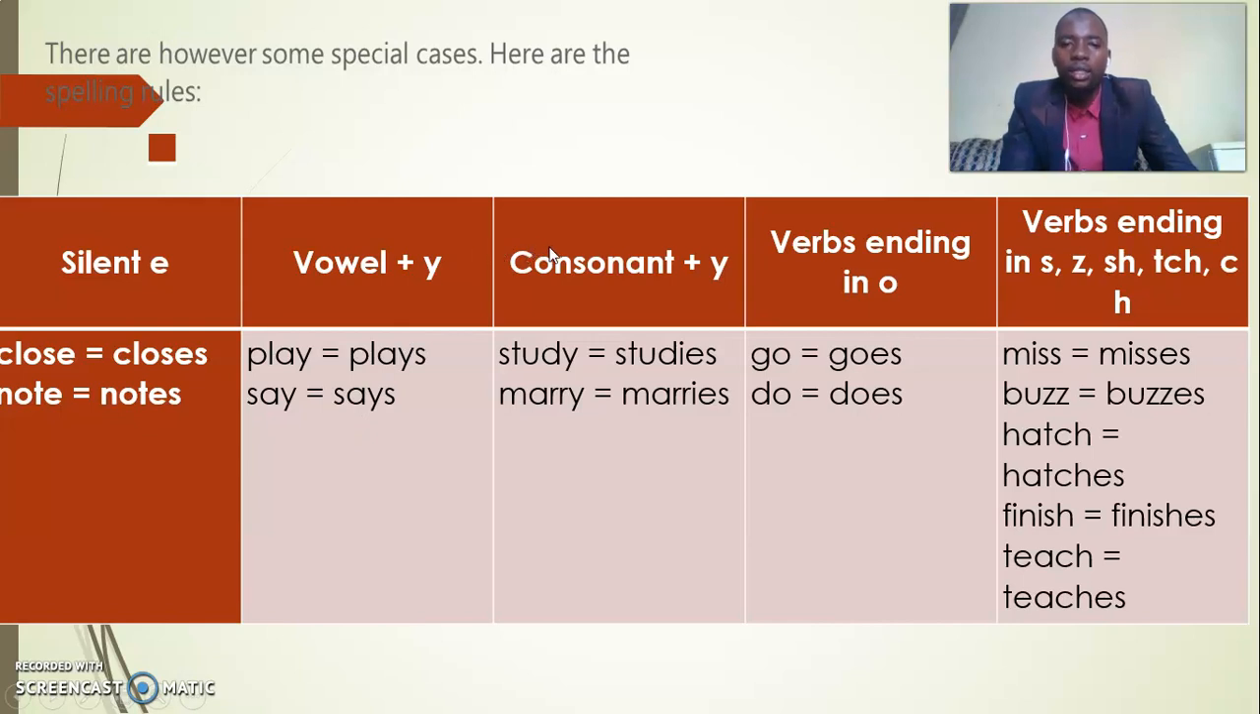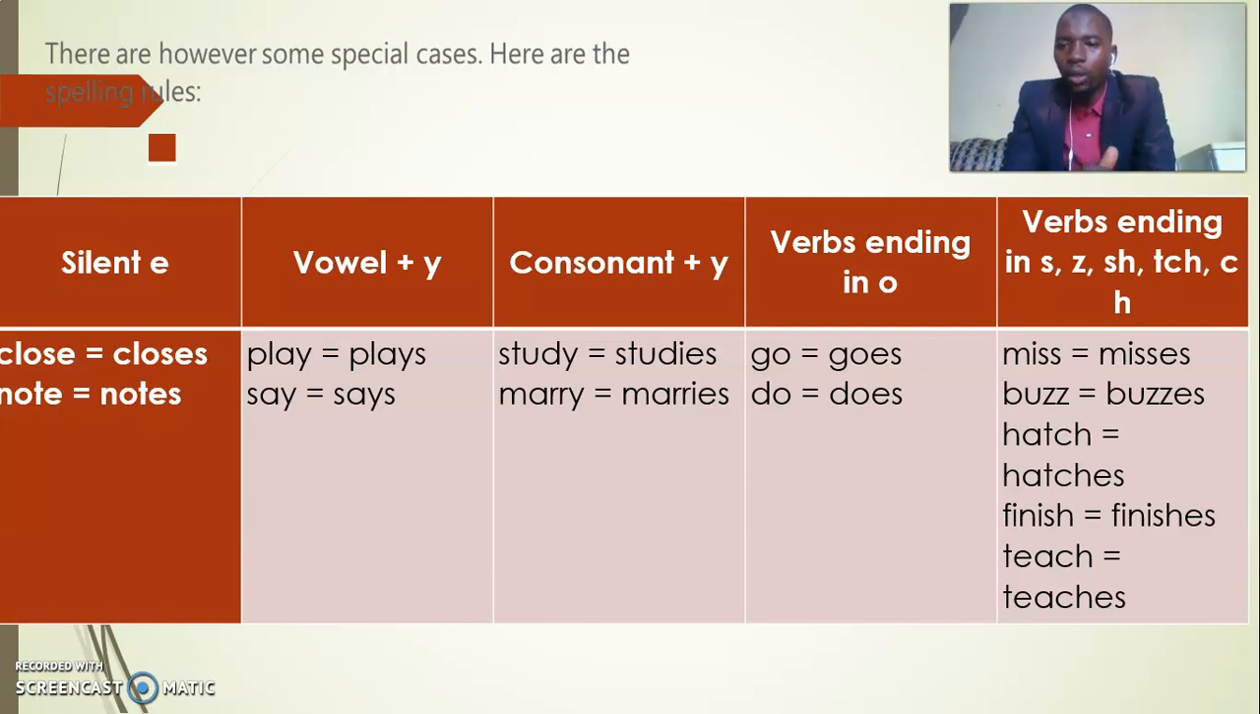Another case, consonant plus Y. Like, for example, study, studies. Marry, marries. Here we change the Y into I before ES with he, she, and it. So from there again we have another case here. Verbs ending in O. So there we put ES at the end. And that ES is pronounced like a Z. Go, goes. Do, does.